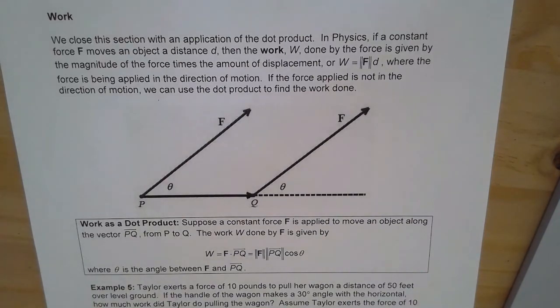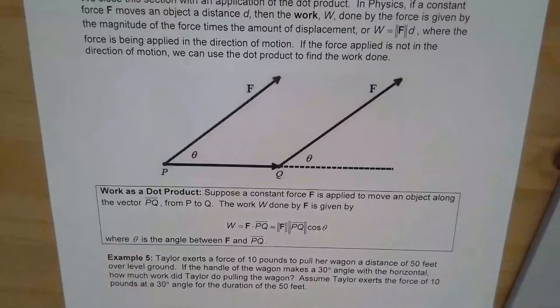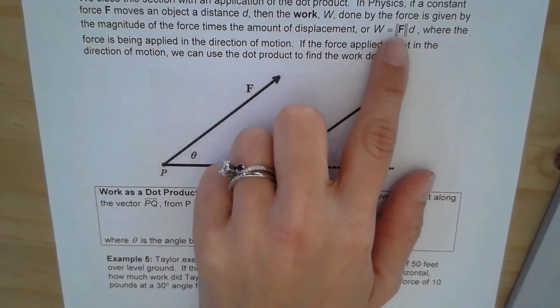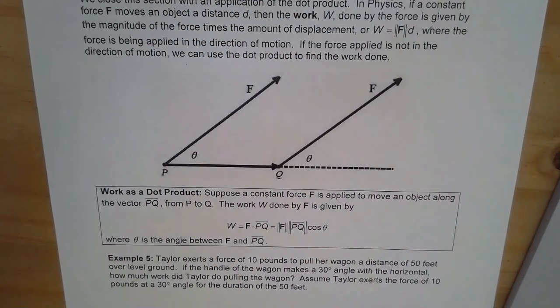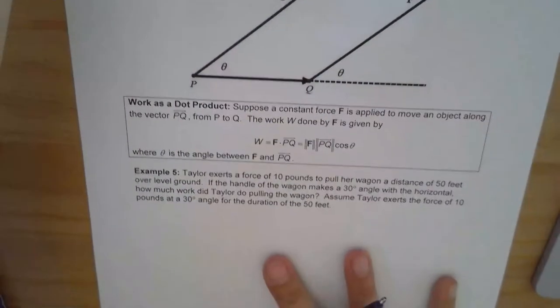Okay, so work. We close this section with an application of the dot product. In physics, if a constant force F moves an object a distance d, then the work W done by the force is given by the magnitude of the force times the amount of displacement. Ooh, that was a lot. Really what that means is work equals the magnitude of the force times the distance. Okay? So if the force applied is not in the direction of the motion, then we can use the dot product to find the work done. Okay, so we need to be careful of which direction it's going in.